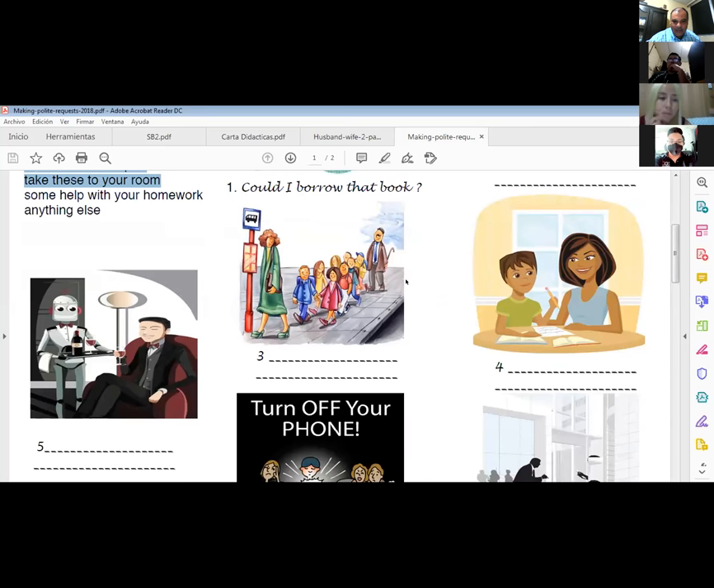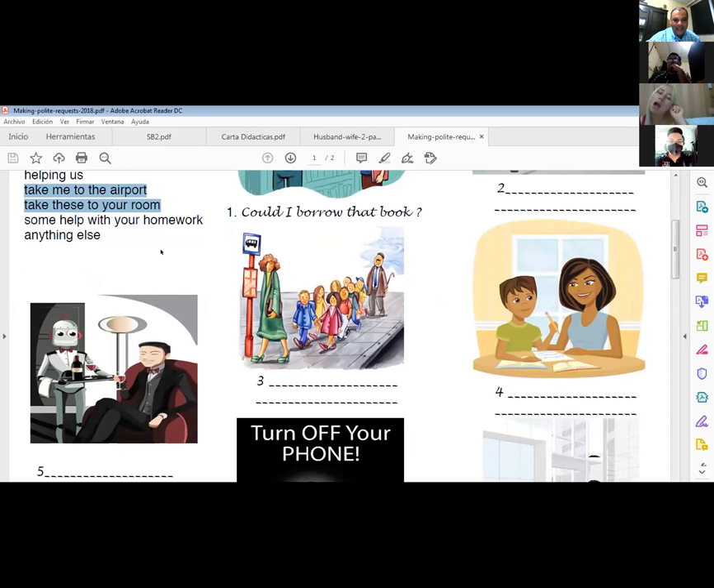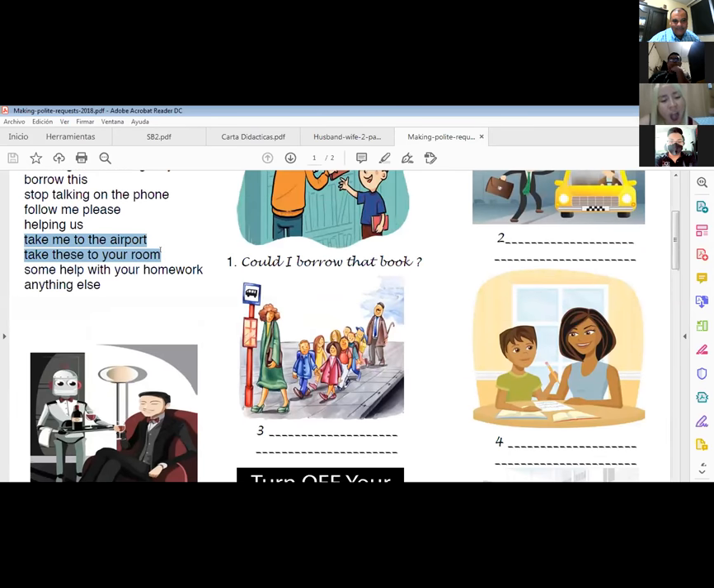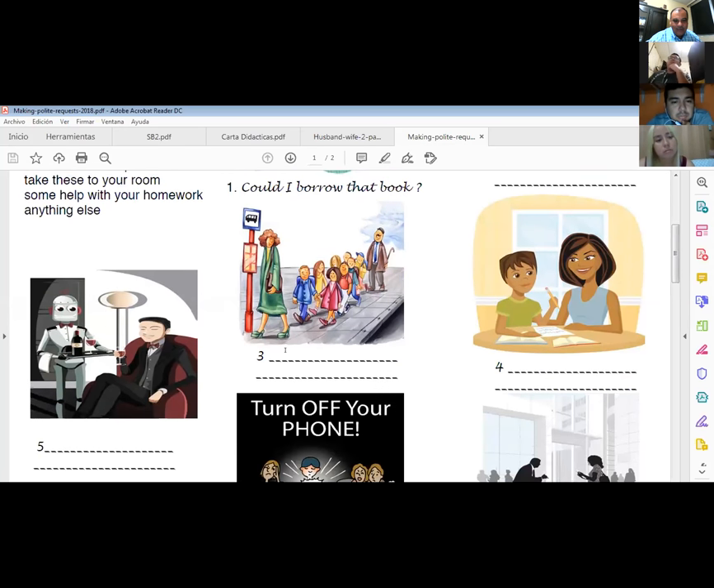Now, number three is this one. What do you think is number three? I don't understand number three. Look, what about this one? Follow me, please. Síganme, por favor. Follow me, please. So what is number three? Could you follow me, please? So everybody has this page.